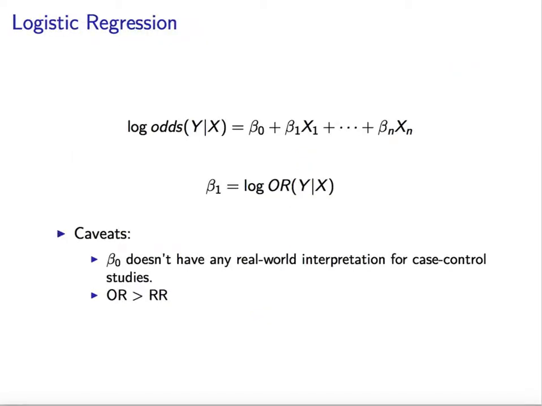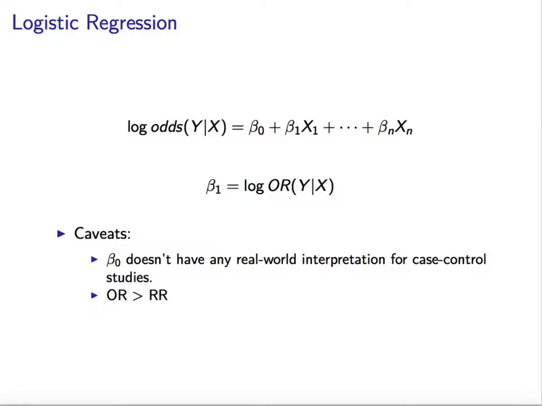So how is this done? We'll use a generalized linear regression model, or a GLM, with a logit link function. That is, we'll model the log odds of y given x as a function of x over here.